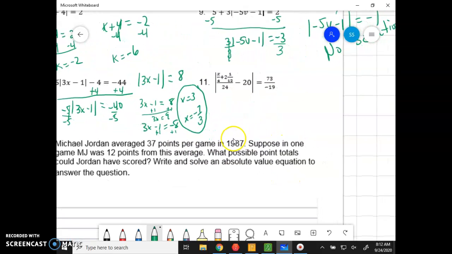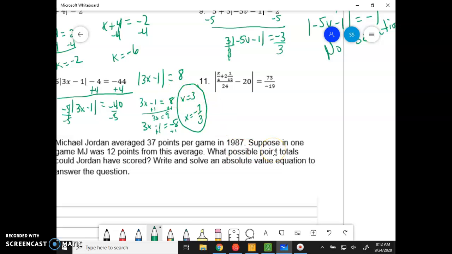All right, number 11 looks really tough. But everything is outside the absolute value bars, and we have this whole thing equal to a negative. So we don't have to do much here. This is no solution.